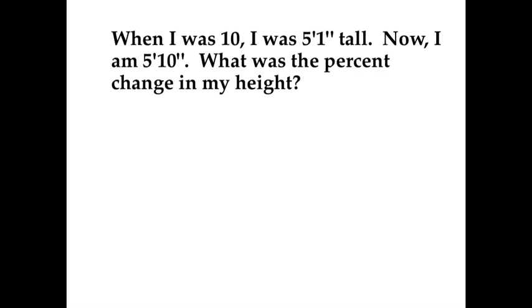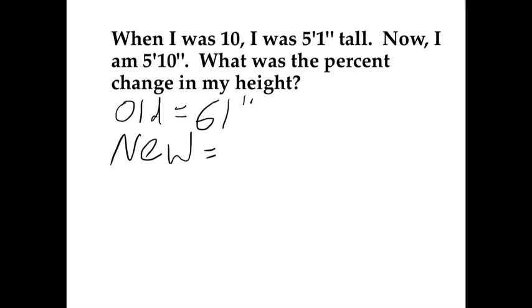Looking at that, my old height, 5 feet is 60 inches, so 5 feet 1 is 61 inches. Then my new height is 5 feet 10 inches, which is 60 plus 10, so that's 70 inches. Now, clearly I have grown in this time, and so the percent increase is going to need to be a positive number. So the change between these two, in order to make it a positive number, is going to be 70 minus 61.